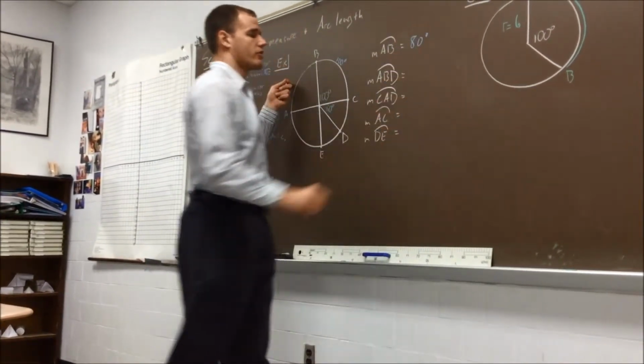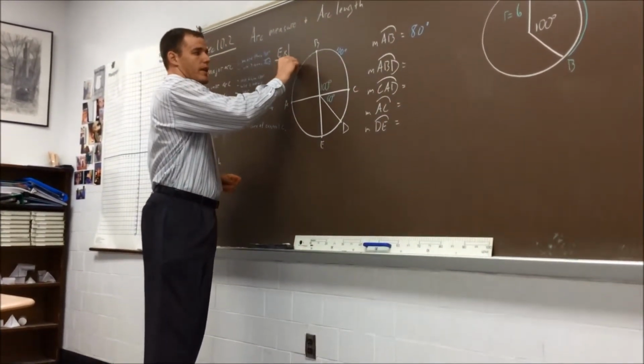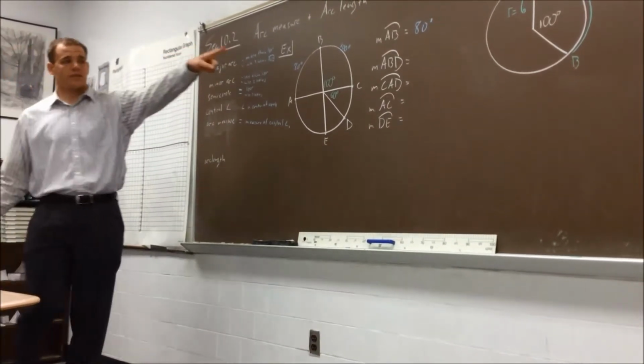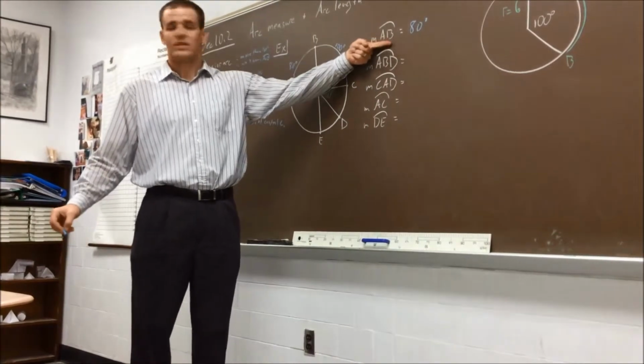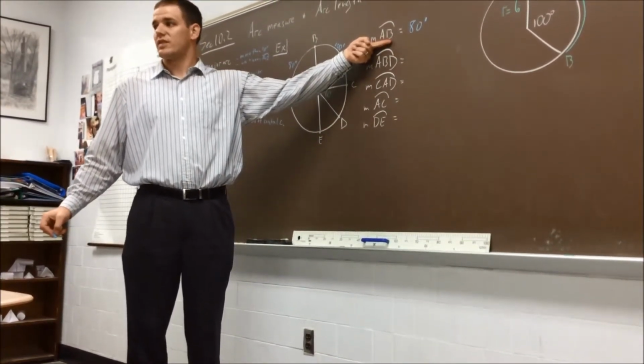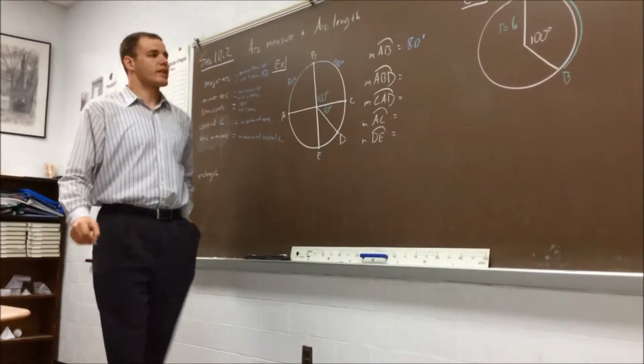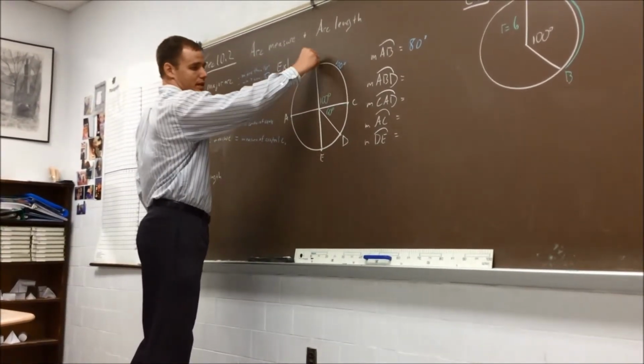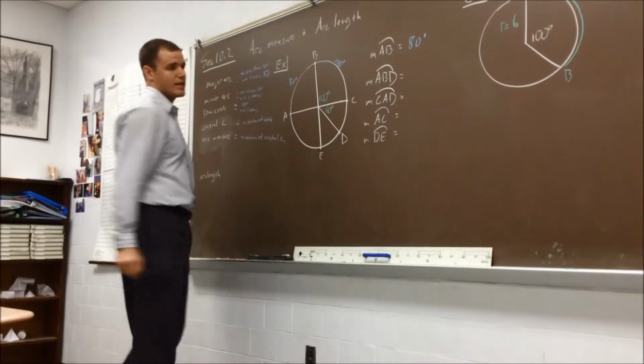Major arc or minor arc? Minor. How do you know? Because it's less than 180. And also, how do you know based on just looking at this? Only two letters, very good. A, B, D: A, B, all the way around to D.